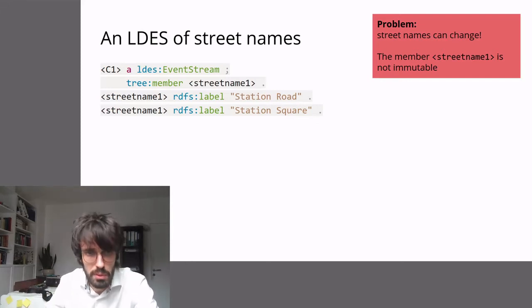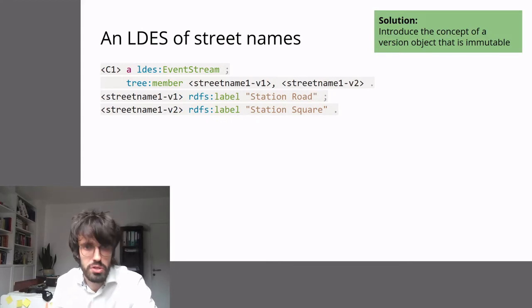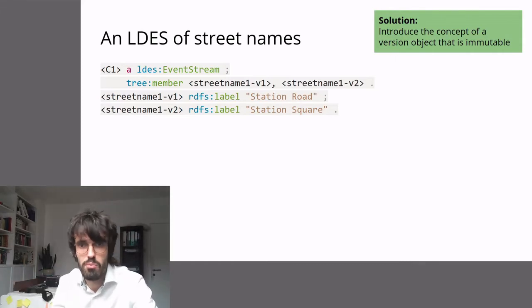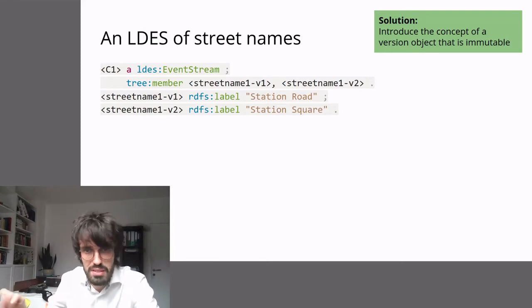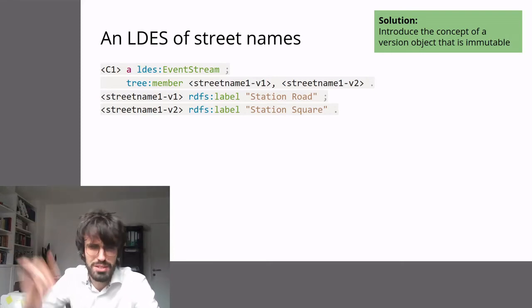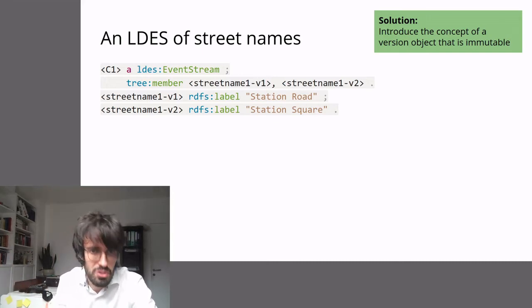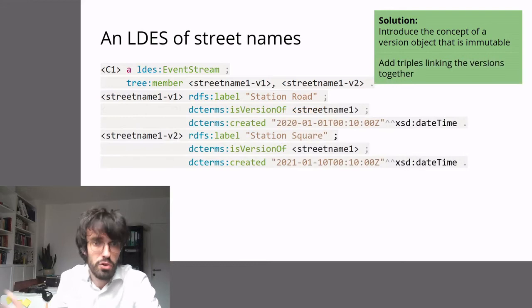So in order to make street name 1 as an object immutable, we introduce version identifiers. We say tree member: there's street name 1 version 1, and then there's also street name 1 version 2. They both have different labels. Now we need to understand that v2 is a later version. We cannot just parse the URI to understand that that's v2. We just need to understand that it was created at a later stage, and that they're both a version of the same object. And that's what we do with, for example, DC terms.